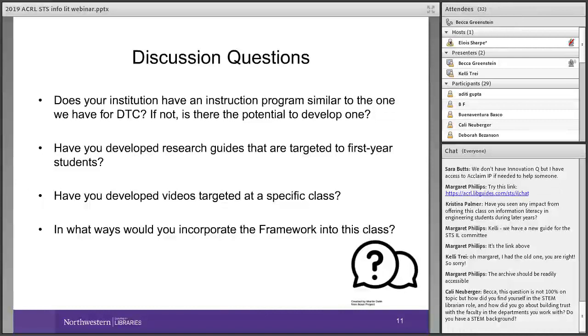I will say, and people have told me this, that I'm not scared of science because I do have that science background. So I feel like some of the other librarians might be scared to work with these classes because they don't have a STEM background. But look, like I said before, it's really about the problem-solving approach and just knowing how to use databases. So I hope that helps.